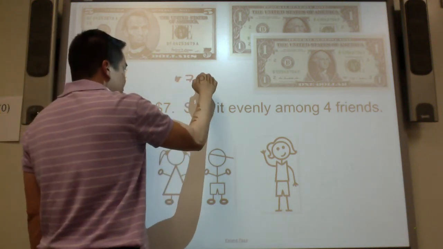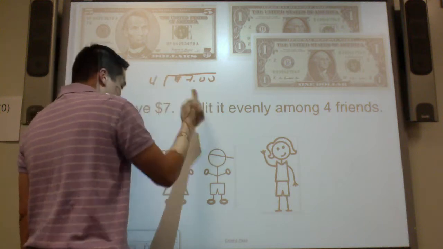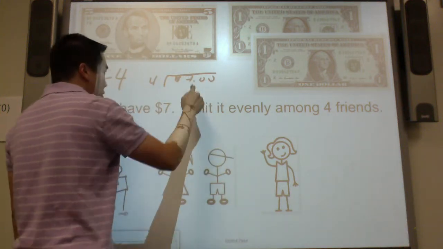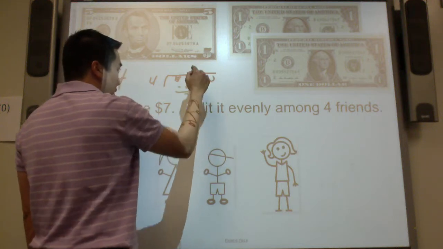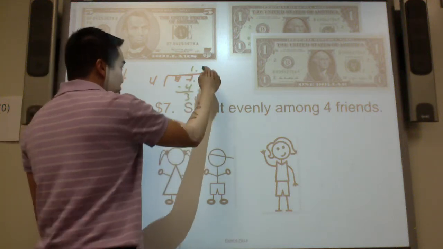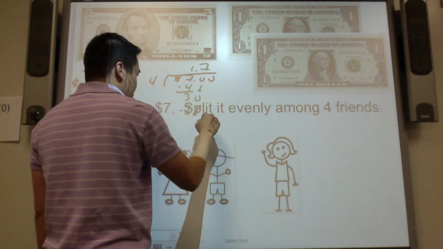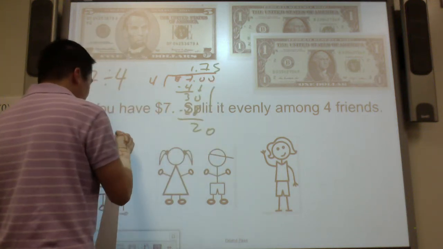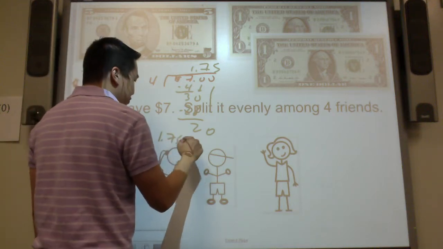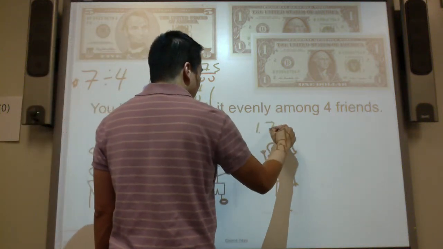So $7 divided by 4 friends. How many groups of 4 go into 7? 1 time. Remainder is 3. Bring down a 0. Don't forget to put a decimal point there. How many groups of 4 go in 30? 7 times. The remainder is 2. Bring down a 0. How many 4s go in 20? 5 times. So each person gets $1.75.